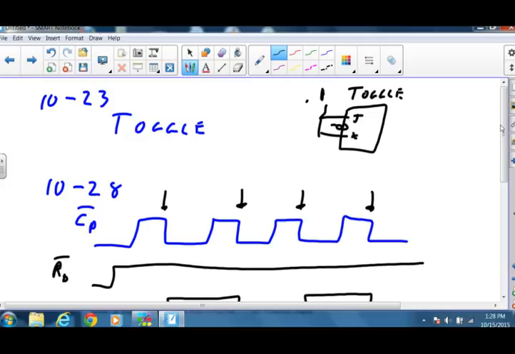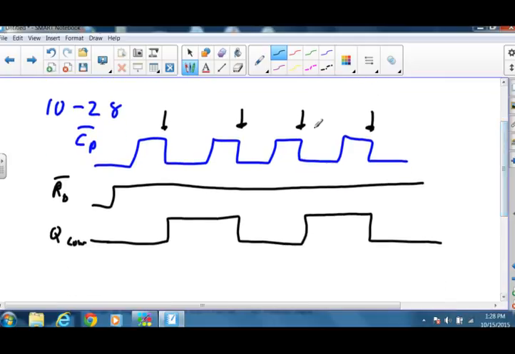So when the clock pulse goes negative, I'm going to change from whatever I was to the new state. So I was 0, I toggle to 1. I'm 1, I toggle to 0. I'm 0, I toggle to 1. Okay. I'm 1, I toggle to 0. Okay?